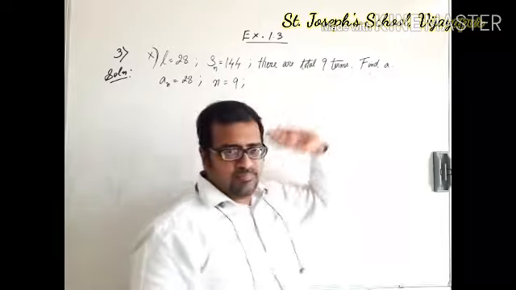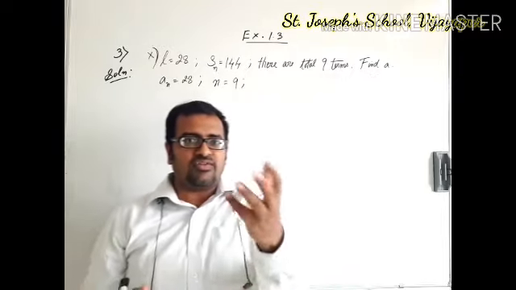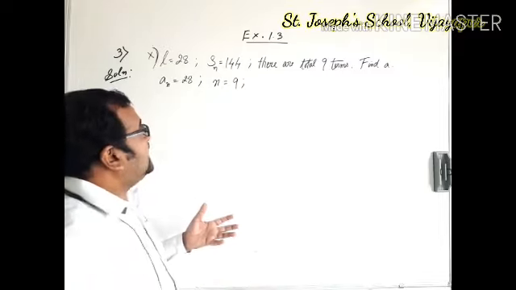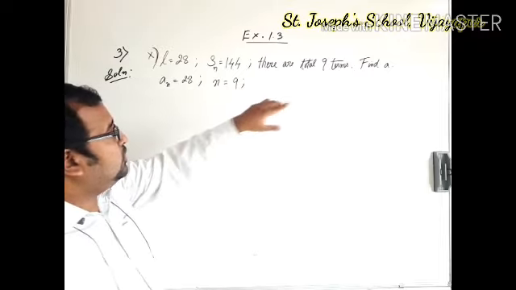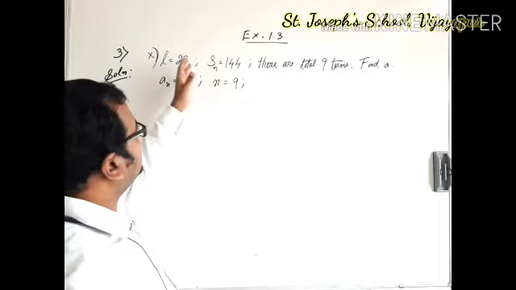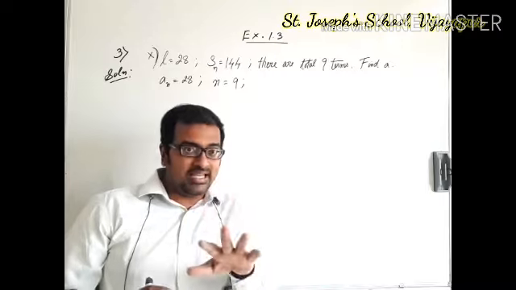Then find a. So which formula can we use where we can find out a? Only a should be the unknown, one unknown. a_n formula, if you think a_n is this one, 28 is equal to a, we don't know, plus n, which is 9, minus 1 into d. d is not mentioned anywhere. So a and d, two unknowns will be there if you use the a_n formula.